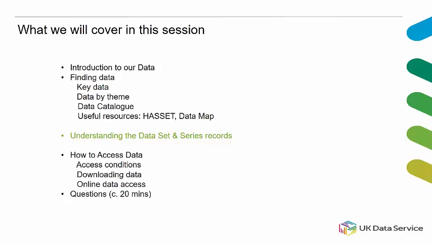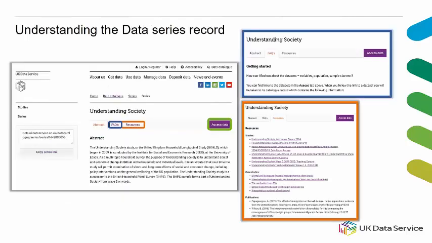In this next section of the webinar, we will explore dataset and series records located within our catalogue. Many of our surveys are part of a series page, and a data series page record groups these data together, along with other information and resources that are useful for researchers. Here we can see the Understanding Society series record located on the left as an example.